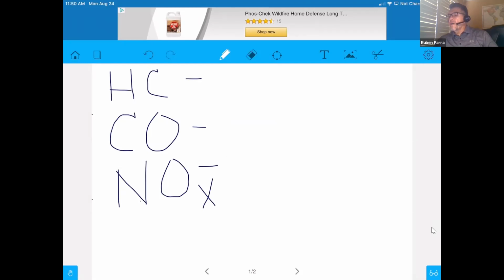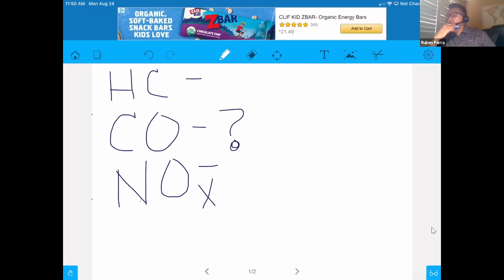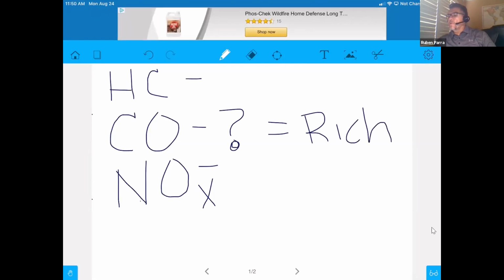So if we ran out of oxygen, why would we run out of oxygen? How does that work? Well, the only way that we can run out of oxygen and create carbon monoxide is if the mixture is too rich. That means that either we have too much fuel or not enough air.